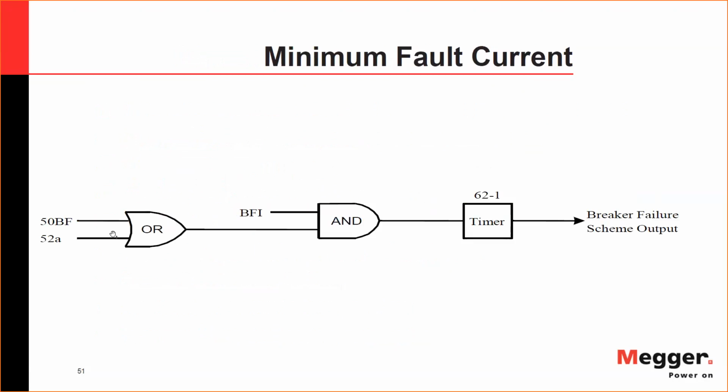This is a scheme of what I need. In case the fault current is very minimal, I would say below my current detector element, I can use not only the current element itself, the 50 breaker failure element, but I can also use the contact as my condition to indicate the breaker has opened. It is very important to always reset the breaker failure protection when the breaker has opened. So I can use not only the current detector, but also the status of the breaker 52A or 52B contacts.